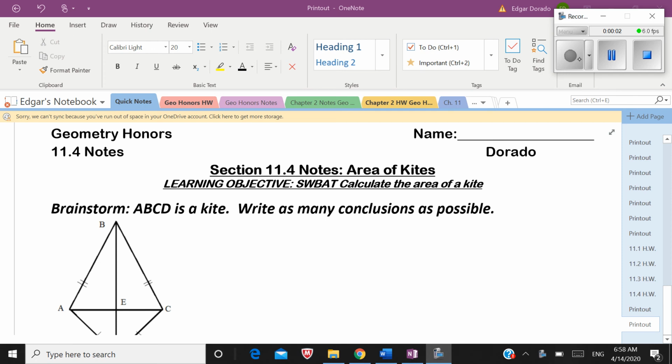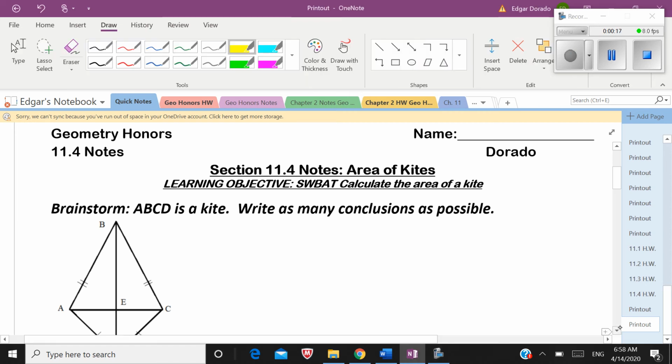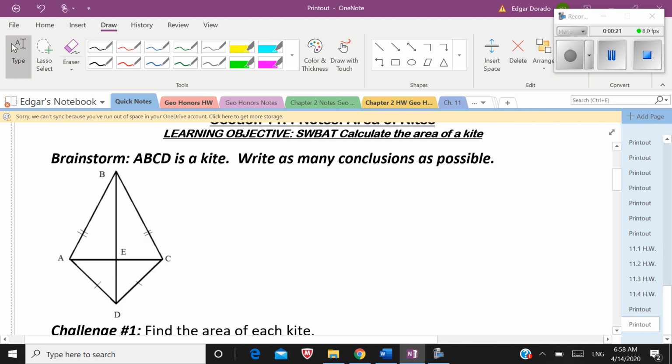Good morning, everyone. Today we're going to continue chapter 11 with our unit on area. Specifically, today we're going to look at 11.4, which is the area of kites. To start that, we're going to explore a little bit and decide what information we actually remember from kites.